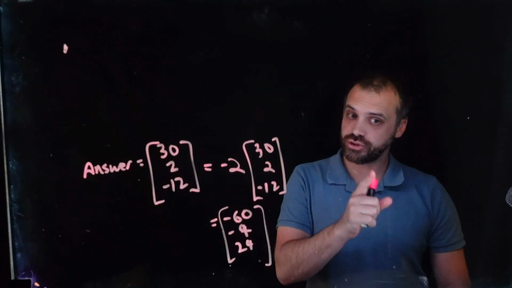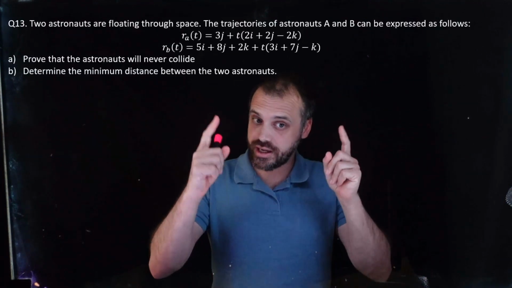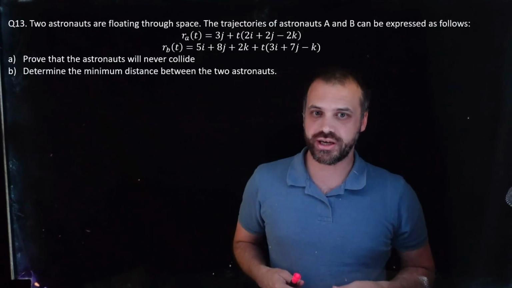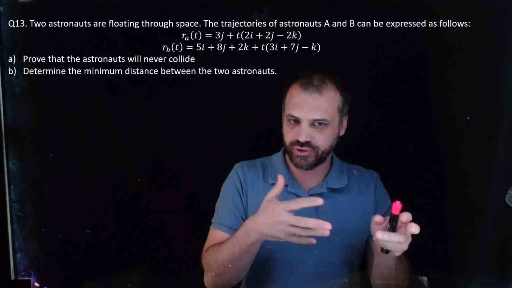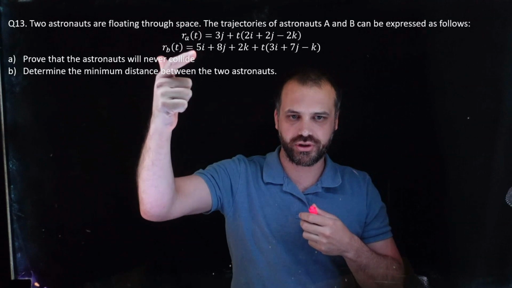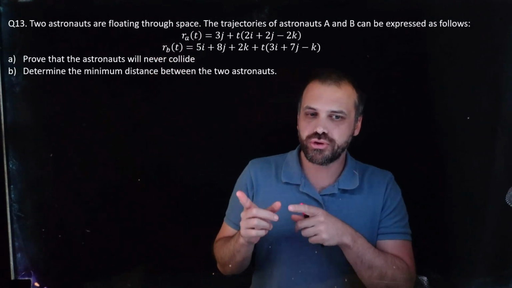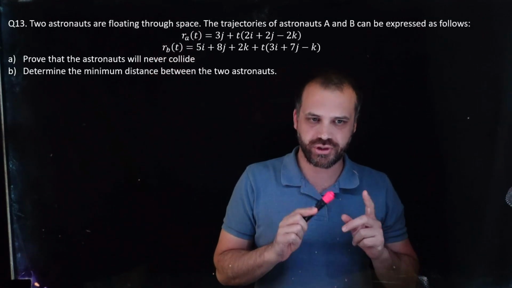All right, on to the short responses. All right, it's Tech Active again. Have a try at it. See how we go. All right, I like this. We've got two astronauts floating through space being followed by here. Part A says, prove that the astronauts will never collide.